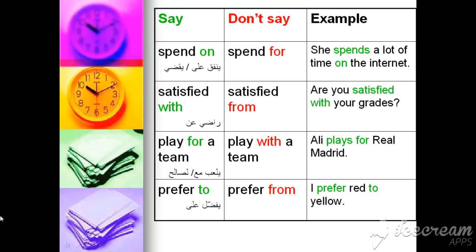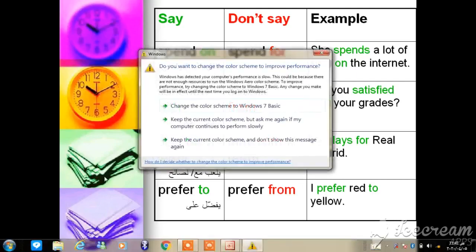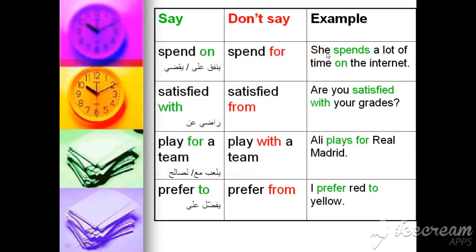Prefer to. Not prefer from. Prefer to يعني بفضل إشي على إشي. I prefer red to yellow. يعني أنا بفضل الأحمر على الأصفر. I prefer red to yellow.